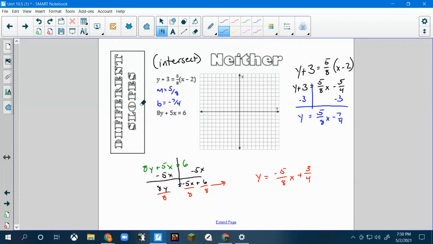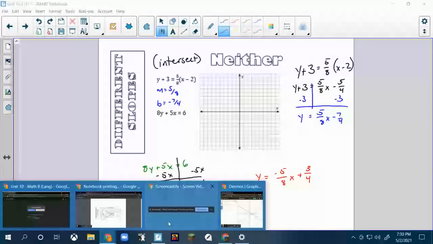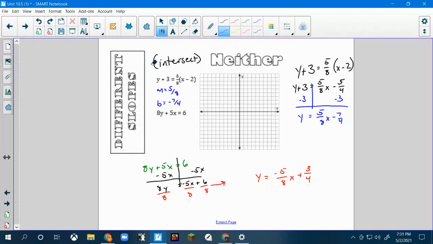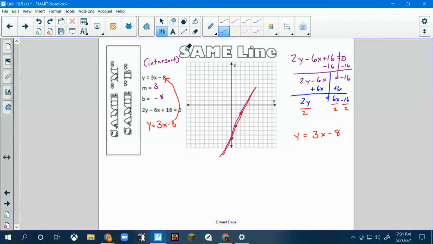We have neither, that was on our graph here. They have different slopes, but they only intersect. And then lastly, we have intersecting lines that have the same m and the same b, the same slope and the same y-intercept. They have the same line.